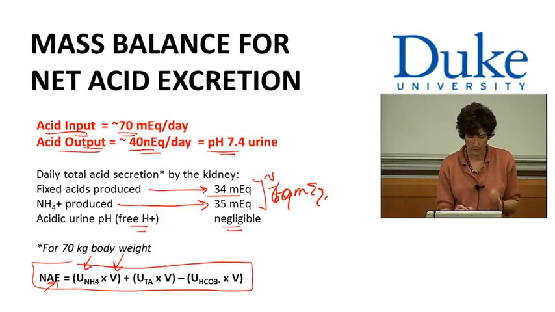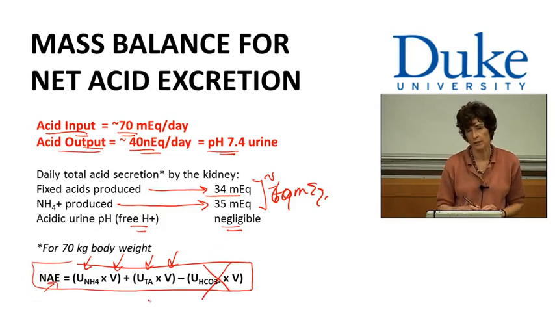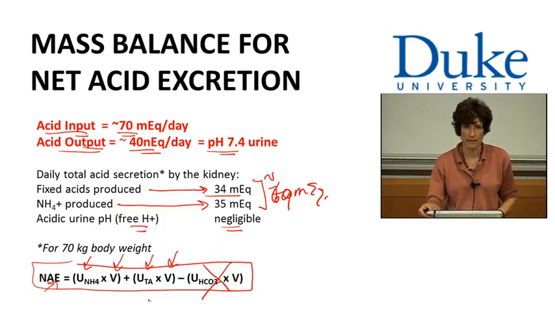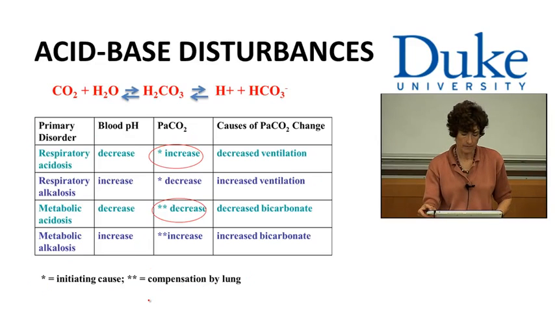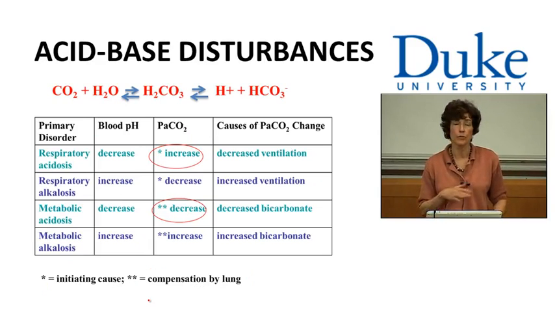This is a timed sample. And then we have the concentration of the titratable acid and the volume of the urine, and the amount of bicarbonate that was lost from the body, and this is usually, under normal conditions, about 0. Okay, that's in a normal person, and that's a normal condition.